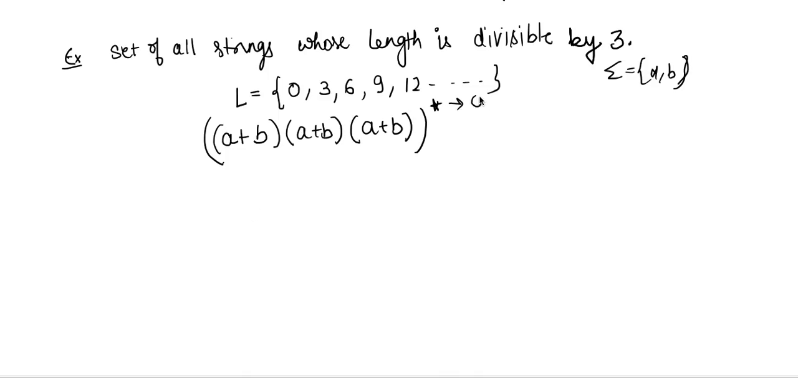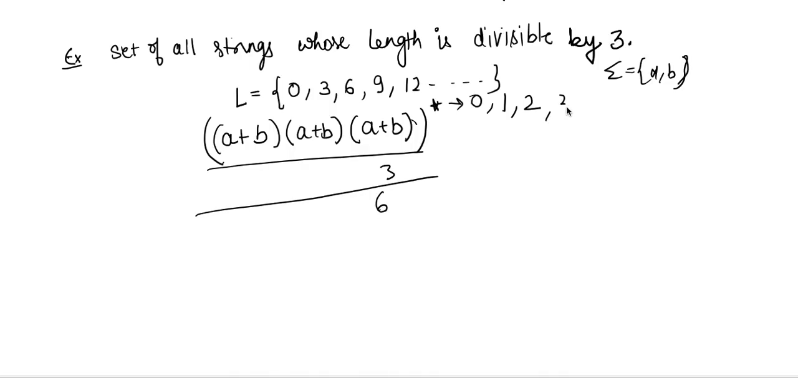Put 0 here, it becomes a string of length 0. Put 1 here, it becomes a string of length 3. Put 2 here, what does it become? A string of length 6. Put 3 here, what does it become? A string of length 9. So this solved our purpose, what we wanted to do. Okay, so this is the regular expression for it.